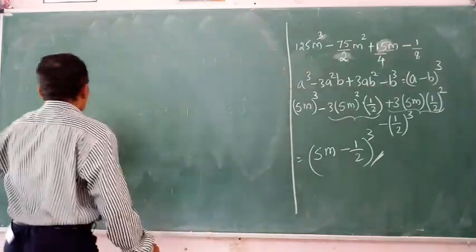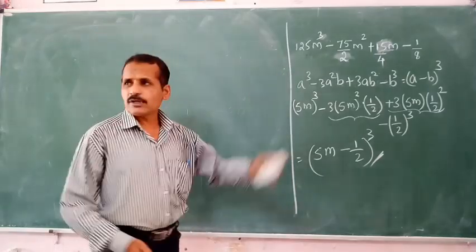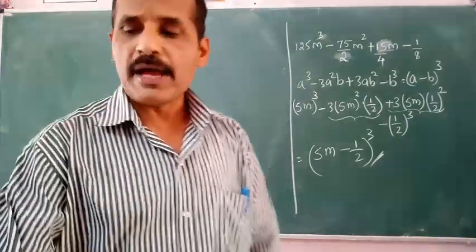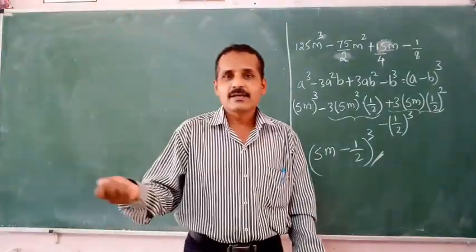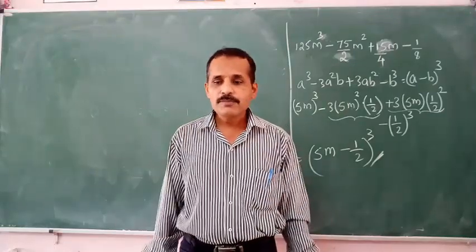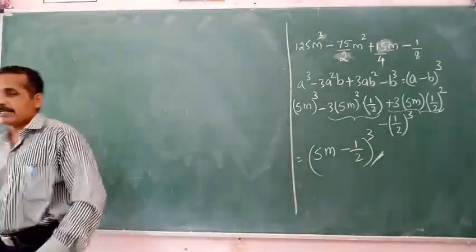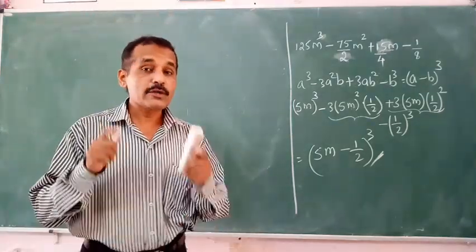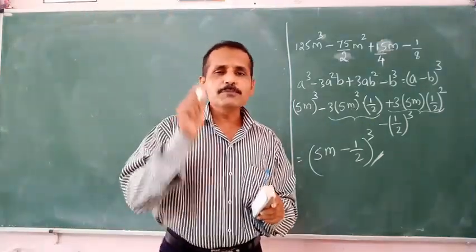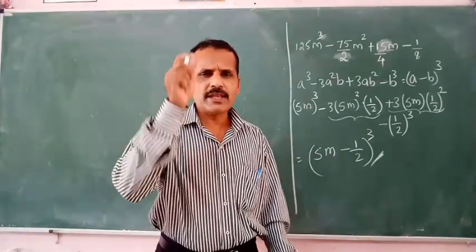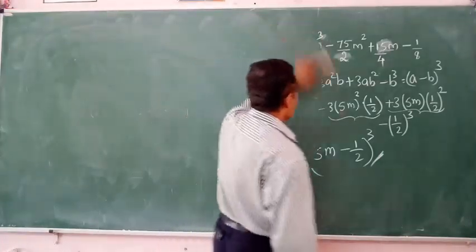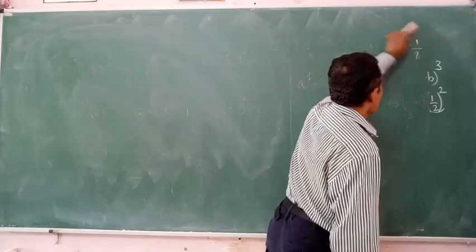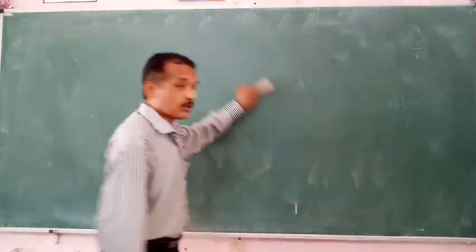Okay. This is about your a plus b the whole cube and a minus b the whole cube. Factorize. I have given you the expanded form and you have converted this into factor form. After this, you are going to learn two important formulae. Very, very important formulae. And let us do those two formulae today.